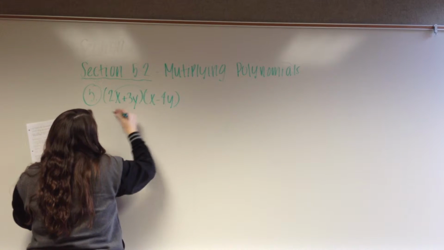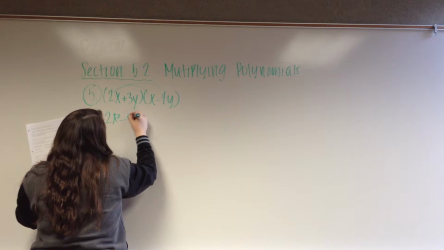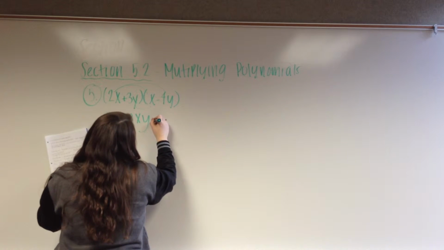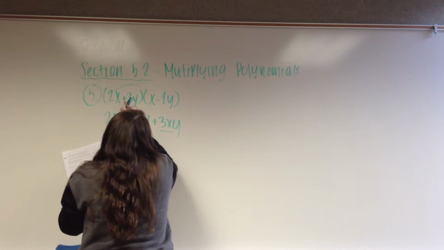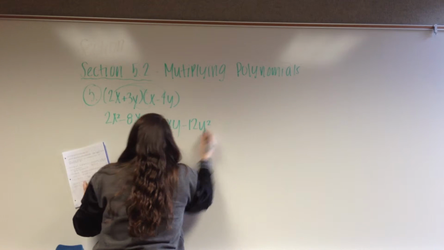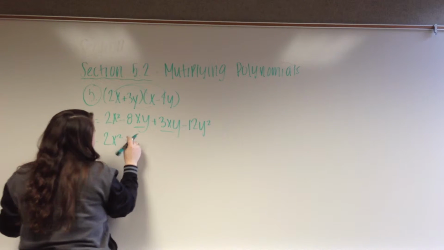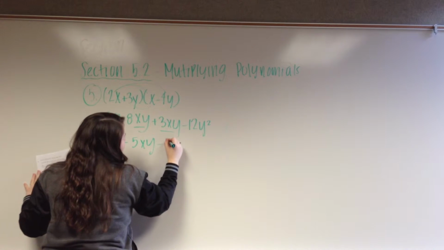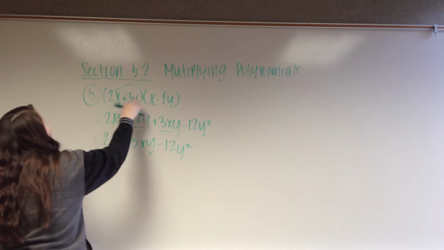So 2x times the x is going to give you 2x squared. This 2x times the negative 4y is going to give you negative 8xy. This 3y times that x will give you positive 3xy. So these are going to add together because they're like terms. And then the 3y times the negative 4y is going to give you negative 12y squared. So this has no like term, so it just carries down. These are going to add together, so you get negative 5xy and then negative 12y squared. So that's FOIL with two binomials.